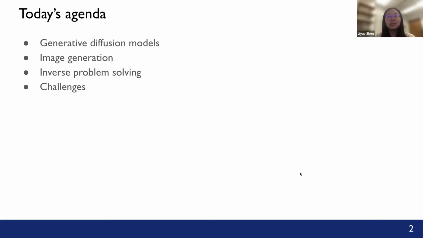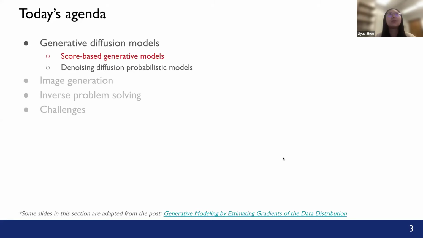This is the agenda for today's talk. I will first introduce a very basic tutorial about the generative diffusion model, or the score-based model. This was suggested by Guanyang to make the background of the diffusion model more comfortable for the audience here. Then I will get into the applications, briefly mention image generation, and mainly focus on solving the inverse problem using diffusion. So that's the plan.